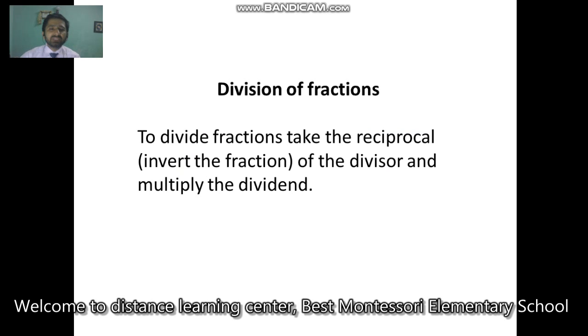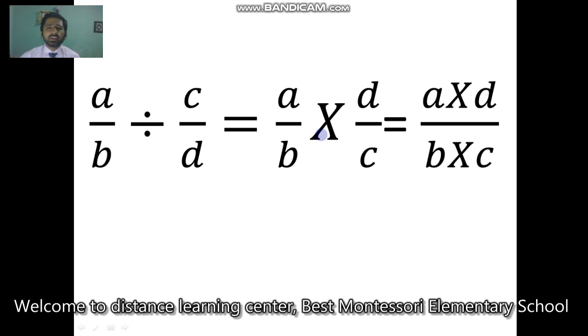The concept of reciprocal is needed because it is very much necessary while dividing fractions, because we invert the divisor and change the sign of division to multiplication. Let me clarify this more clearly with the help of an example. Now let's look. a by b is divided by c by d. Here the divisor is c by d. That means a by b is divided by c by d.